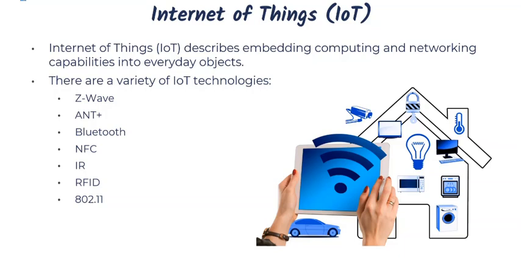And we're going to talk about some of the different protocols that relate to IoT. In other words, some of the more prominent IoT protocols such as Z-Wave, ANT+, Bluetooth, NFC, IR, RFID, and 802.11. And 802.11 is something that you should already know about because, well, that's what we've been discussing so far in this section. So I want to use our time here in this lecture to give you a high-level understanding of what these different technologies do.